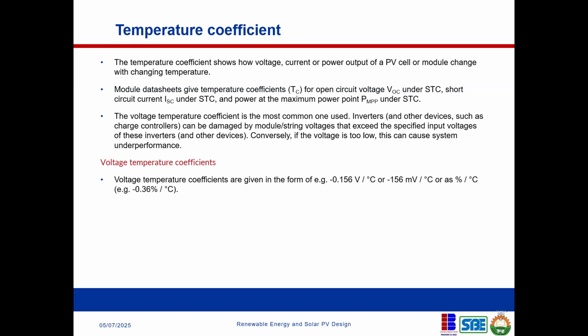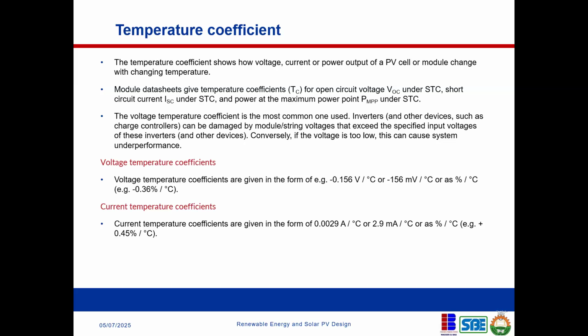So this value can also come in different forms. It can come in millivolts, so for every rise in temperature, you could lose minus 156 millivolts, depending on the size. It could also come in the form of a percentage, so for every rise in temperature, you lose minus 0.36% of the standard voltage, right? Like I said, this is just to help us understand how much we're going to lose for every rise in temperature.